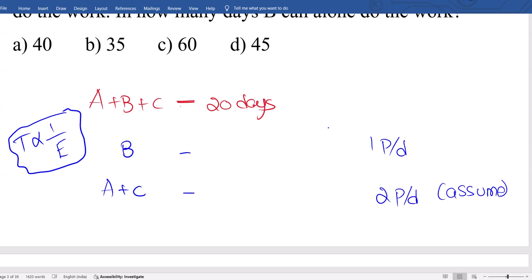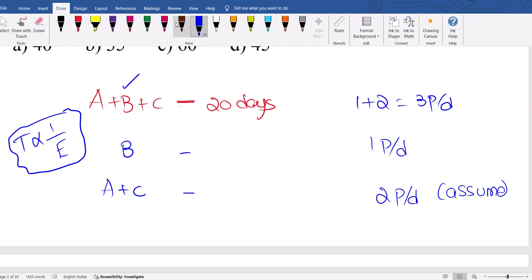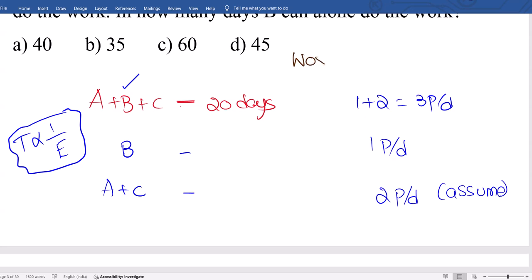A plus B plus C will type 3 pages per day, right? Because B is 1 page, A plus C 2 pages. Now what is the work? A, B, C, three people, they are typing 3 pages per day. 1 day, 3 pages. How many days did they work? 20 days means 20 into 3, 60 pages is the work. Work is 60 pages. Now, what is the question?